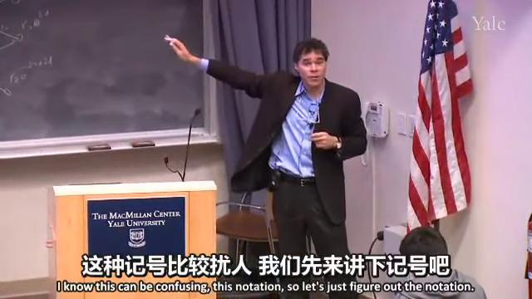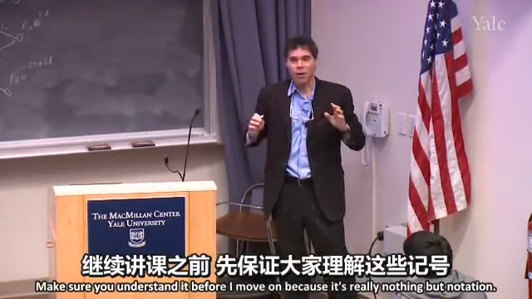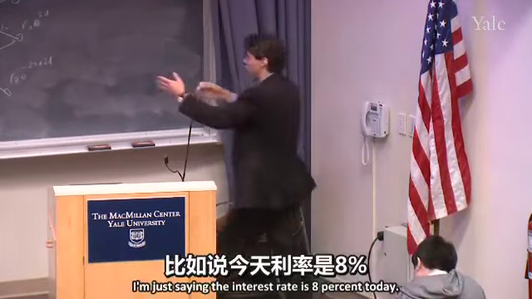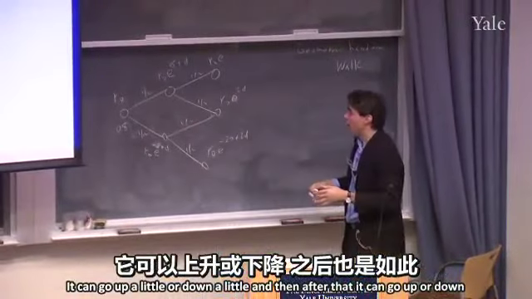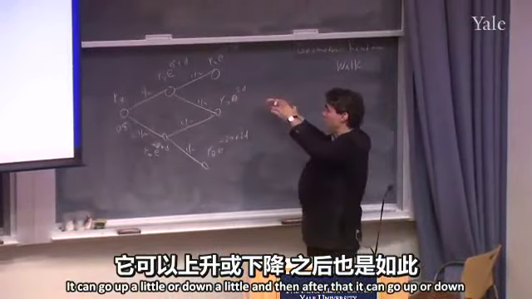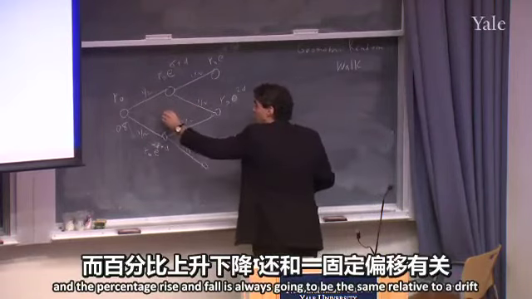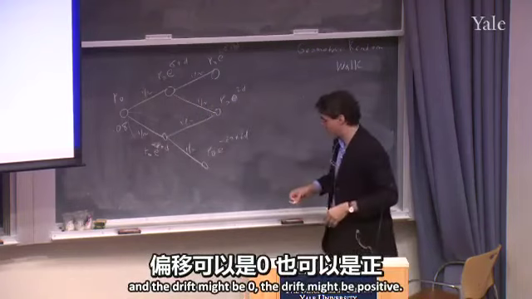I know this can be confusing, this notation, so let's just figure out the notation, make sure you understand it before I move on, because it's really nothing but notation. I'm just saying the interest rate is 8% today. It can go up a little or down a little, and then after that it can go up or down, and the percentage rise and fall is always going to be the same relative to a drift, and the drift might be 0, the drift might be positive.